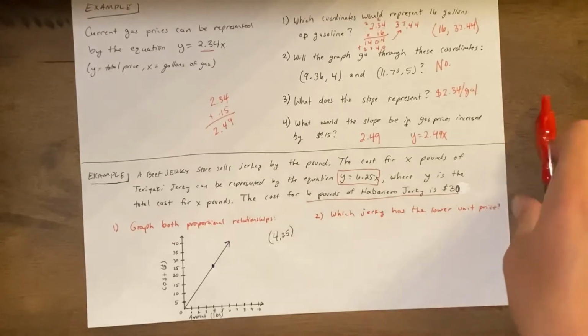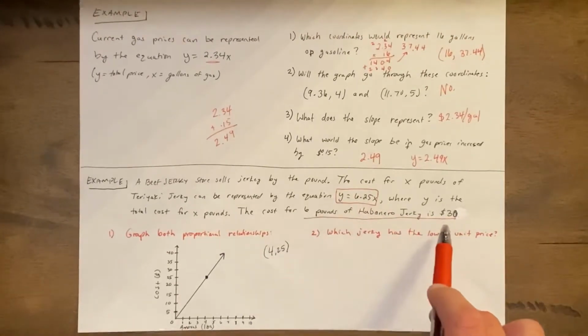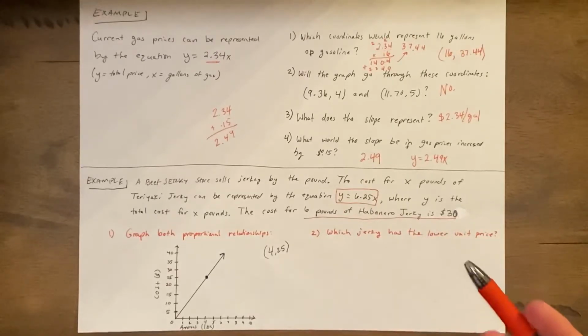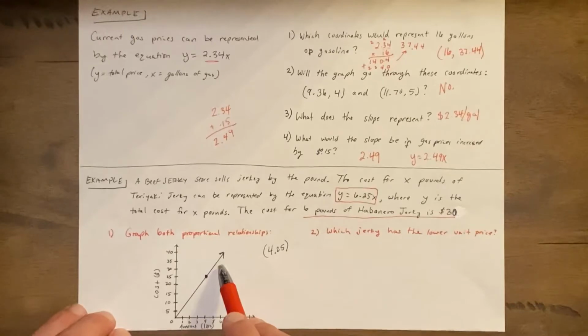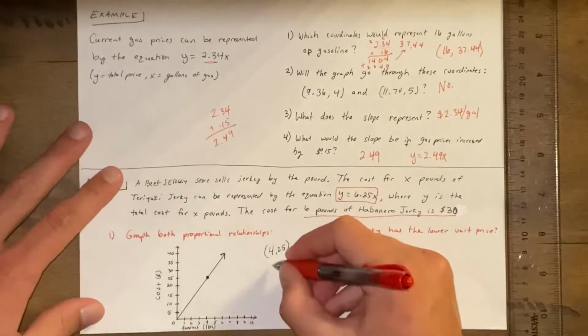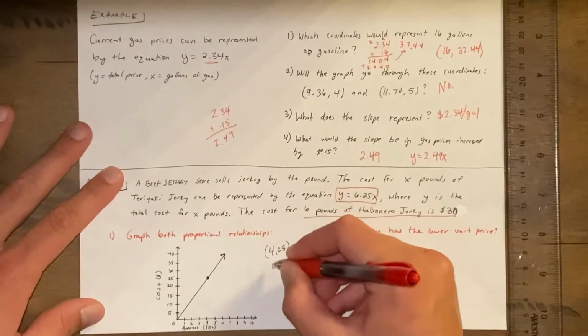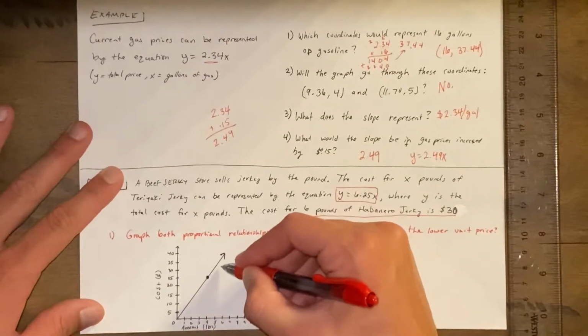Okay, now let's graph habanero. All right, well, they tell us that the cost for 6 pounds is $30. So they didn't give us an equation, but we do know that for 6 pounds, it's going to be $30. Okay, so we can graph that point. So that point would be (6, 30). So let's do that. 6. Let's go up here to 30. Just try and get the best we can. Let's see, about right there.